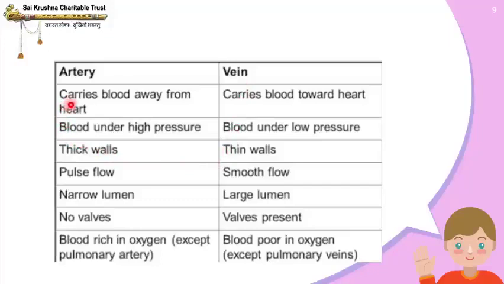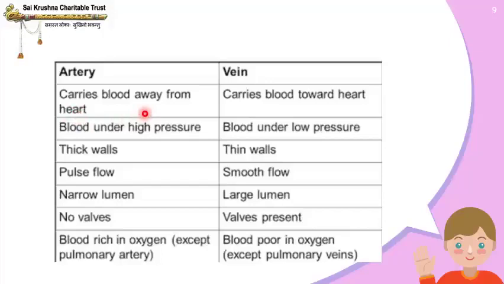Because of the high pressure, the artery walls are also thick so that they do not break. Since the pressure is low in veins, the walls are also thin. And as I told you, the heart pumps the blood in pulses, so the flow is pulsed. Tap, tap, tap, tap, tap, tap, it goes. Whereas in veins, the blood is returning, so there's no pump. It is a very smooth, slow flow of blood into the heart.